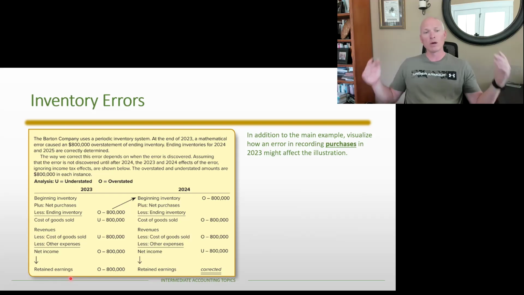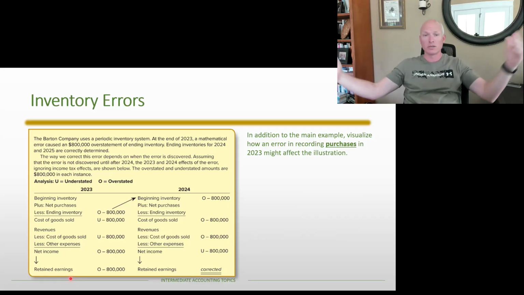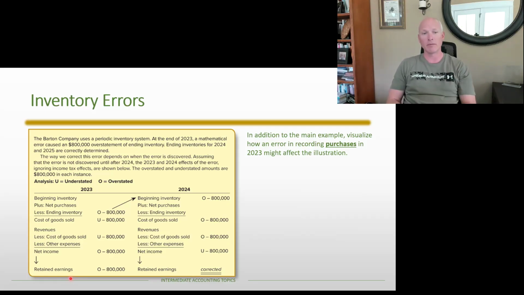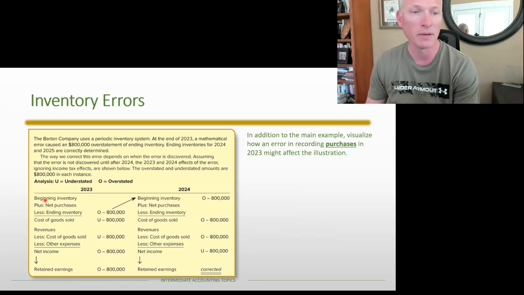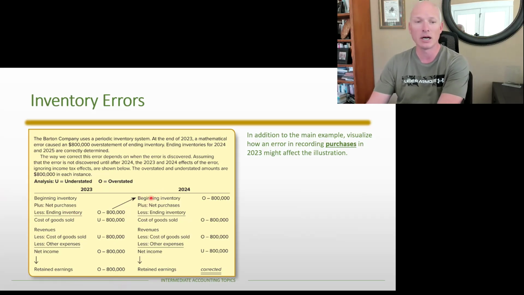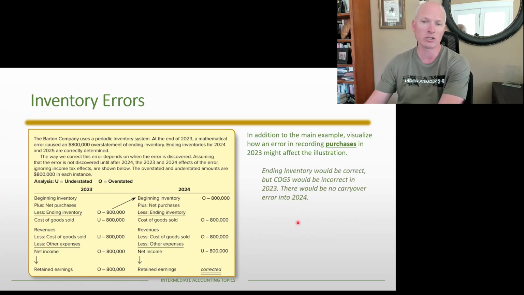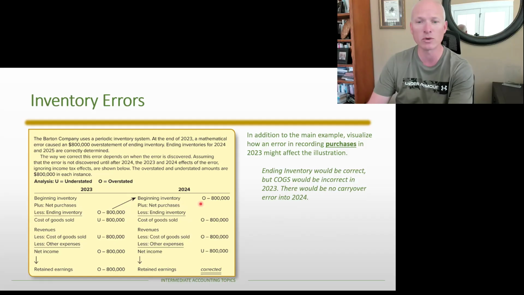So in that case, there's no correction. And so you're going to permanently have an error in your retained earnings number. Unless you discover it, it could basically forever be incorrect. So again, because your ending inventory count is correct, that gets carried over. And so in that case, there's not a future error other than your retained earnings balance is going to still be incorrect. So any inventory would be correct, but cost of goods sold would be incorrect. And again, with the inventory, there's no carryover into 2024.